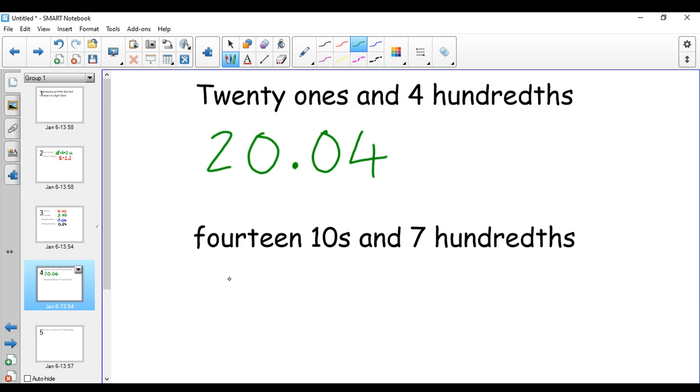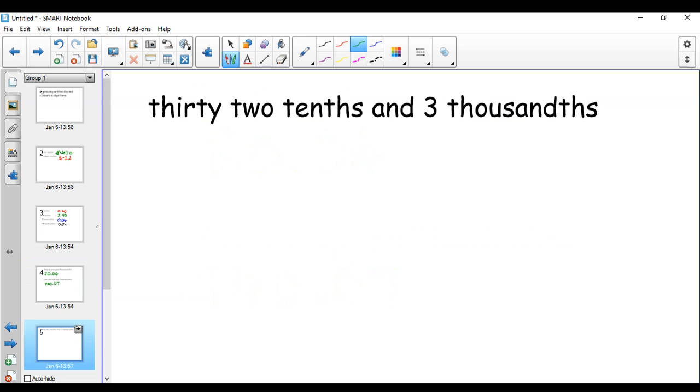Second example here, 14 tens and 7 hundredths. 14 tens, that's actually 140. Now it says 7 hundredths. So I'm definitely going past the decimal point. Didn't mention anything about tenths. 7 hundredths. So 14 tens and 7 hundredths is 140.07.